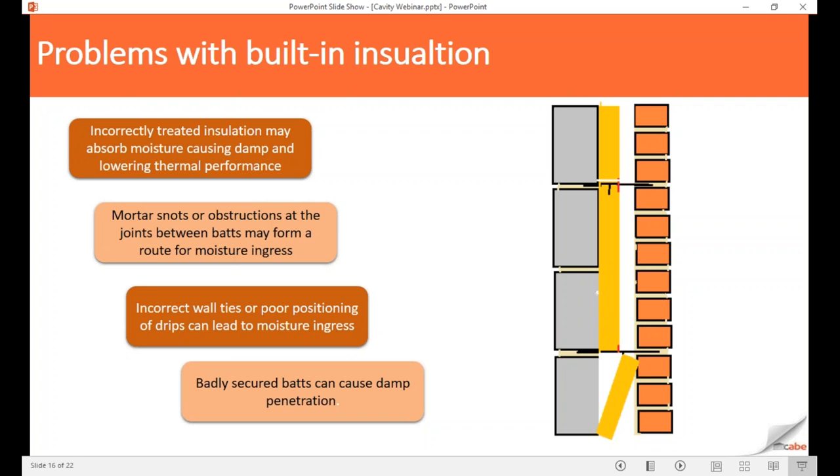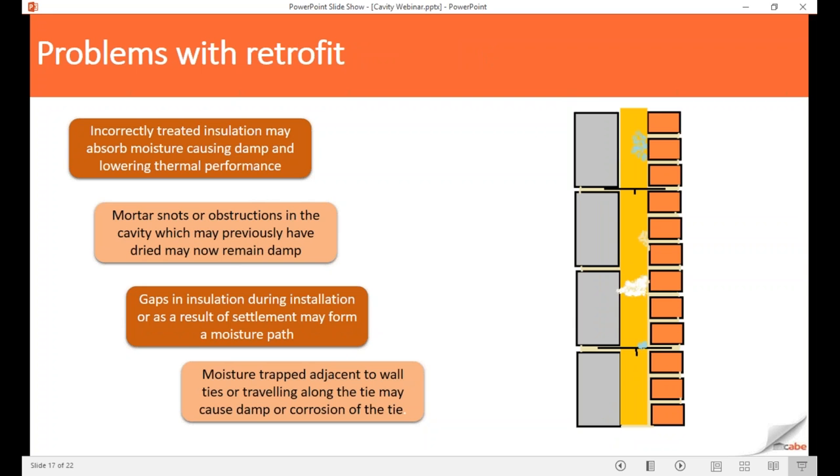And then we get to the issue where we've got the wrong wall ties, they haven't got the right clips, the drip ends up within the insulation rather than within the cavity, or a badly secured bat falls across the cavity later on. That quite often occurs where you've got an odd sized bat as part of the process, where the whole wall isn't built to the modular size of the insulation. So there are numerous problems that can occur within built-in insulation.